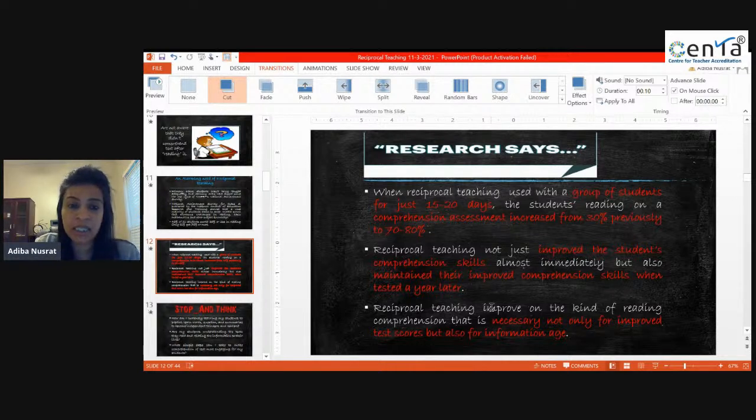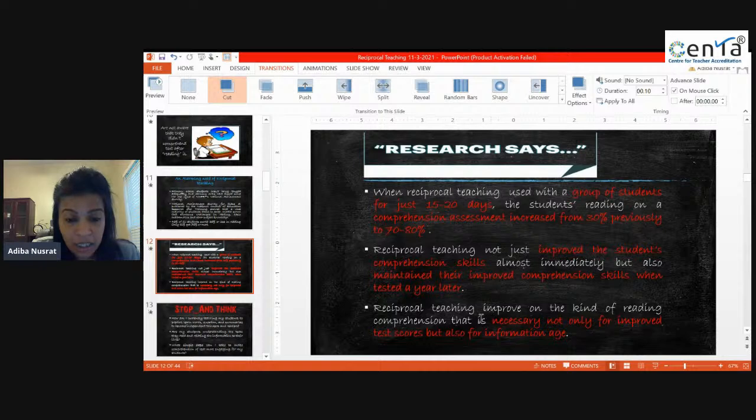As the researcher says, when reciprocal teaching was used with a group of students for just 15 to 20 days, the students' scores on the comprehension assessment increased dramatically from 30 to 70 to 80%. Another researcher says that when reciprocal teaching was introduced into the classroom, not just the students' comprehension skills improved, but they maintained their comprehension when they were tested a year later.